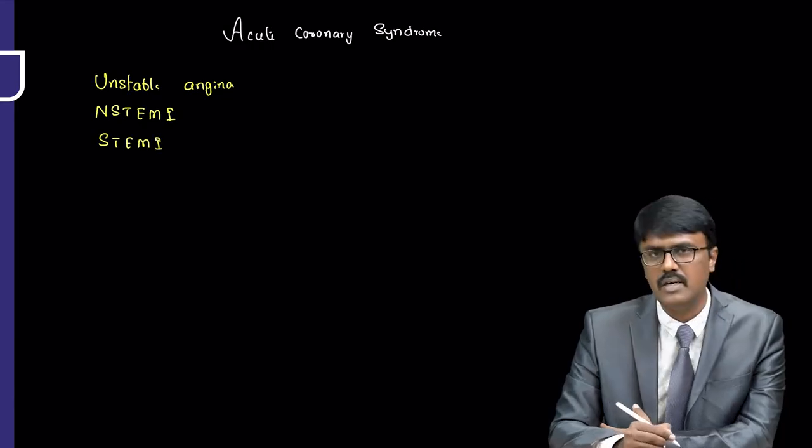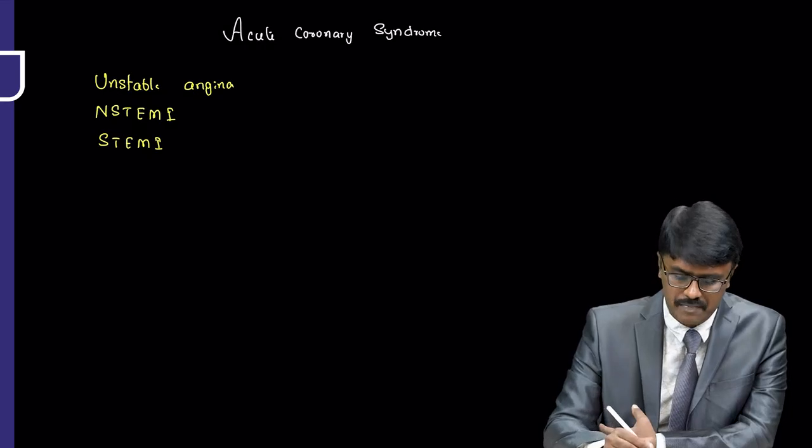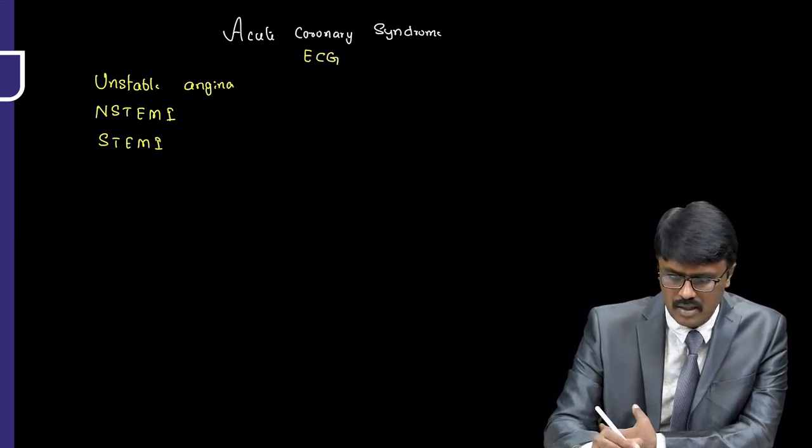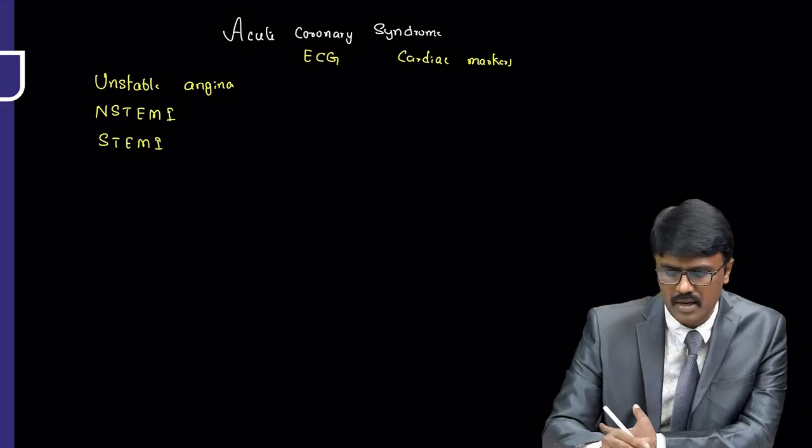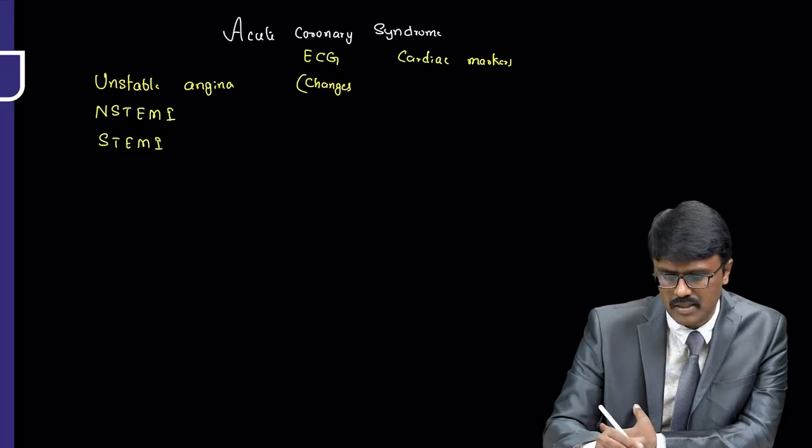So this will be discussed in detail in medicine. I'm just giving an idea. What are the ECG changes and cardiac markers in these cases? In unstable angina, the ECG changes may be present, but the cardiac markers are normal.